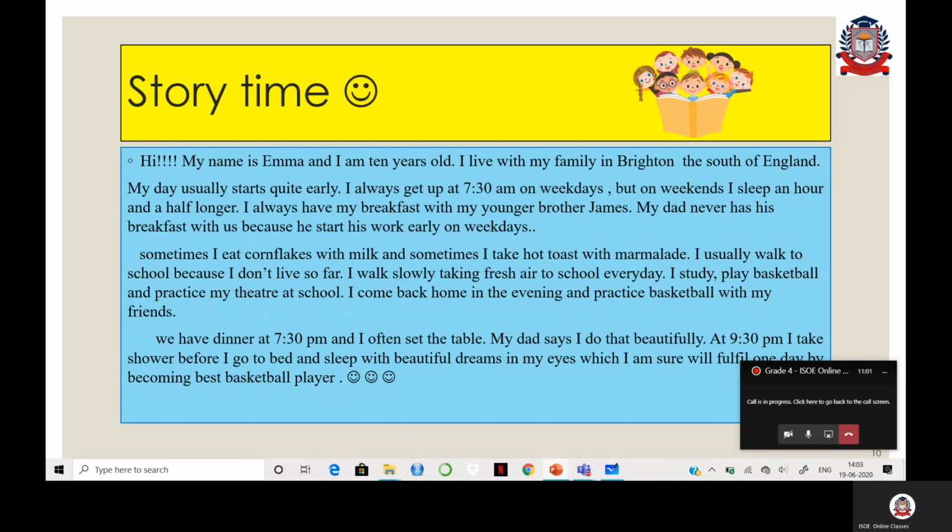Hi, my name is Emma and I am 10 years old. I live with my family in Brighton, to the south of England. My day usually starts quite early. I always get up at 7:30 a.m.